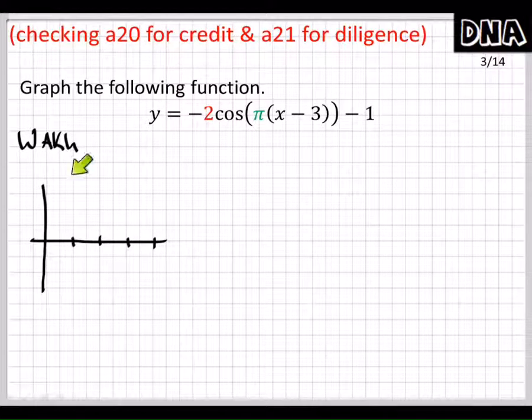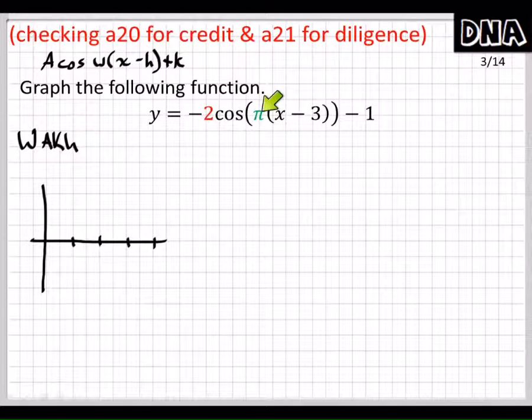So that's where the W comes into play, or the omega. This right here is pi, the one that's multiplying the x, so that's going to be your omega. Let me write this template down really fast. We have a times cosine, and you could change cosine to say sine, omega times x minus h, plus k. All right, so the pi is our omega, our w.